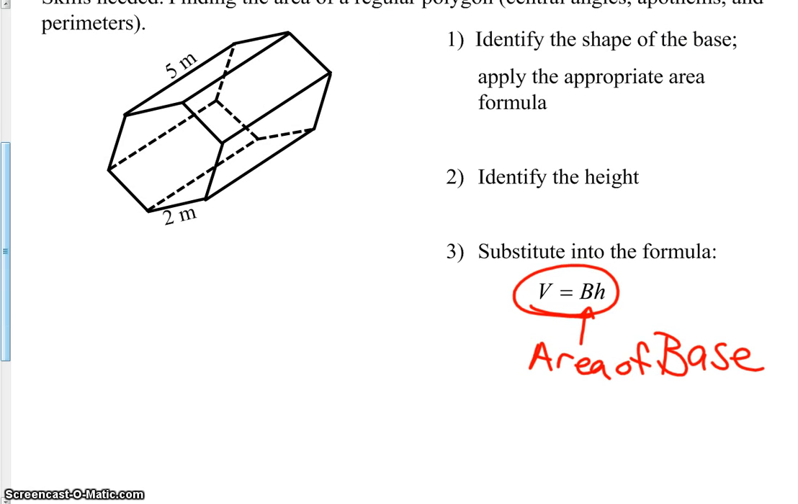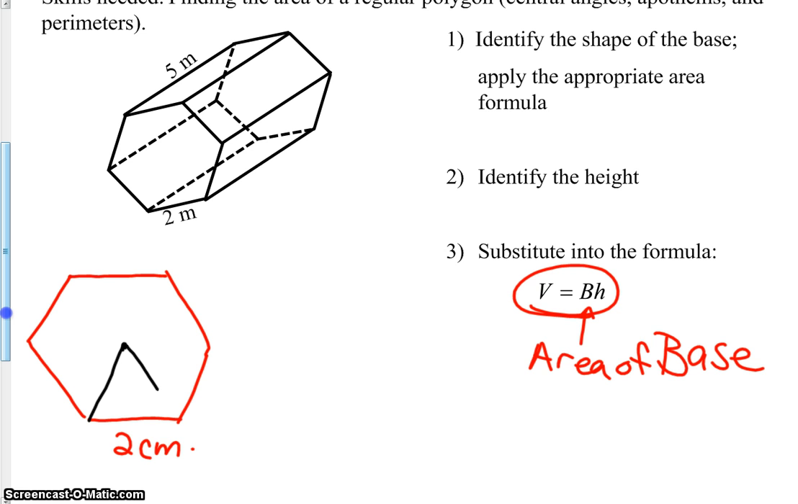So on this example, our base happens to be a hexagon. And the length of each side of this hexagon is 2 centimeters. Now, this is taking us back a couple of lessons. The first thing to do to find the area of that base is to go to the center and draw in the radii and find the measure of that central angle. Since there would be 6 angles around this hexagon, 360 divided by 6 is 60 degrees for the central angle. Now, we need the apothem, so that means we need to draw the perpendicular down to the side.